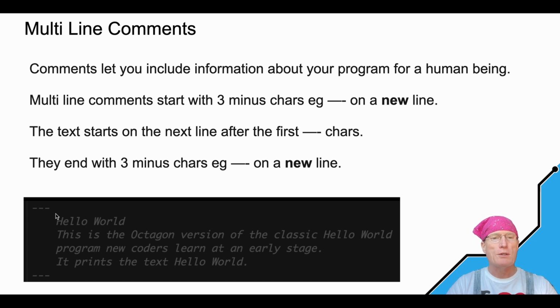A multi-line comment is one in which you have lines of text one after the other, and they start with 3 minus characters followed by a new line, and that's what you see here. Then you have your lines of comments, and then they end with 3 minus signs on a new line by themselves. So this is how you incorporate text in your program for human consumption.